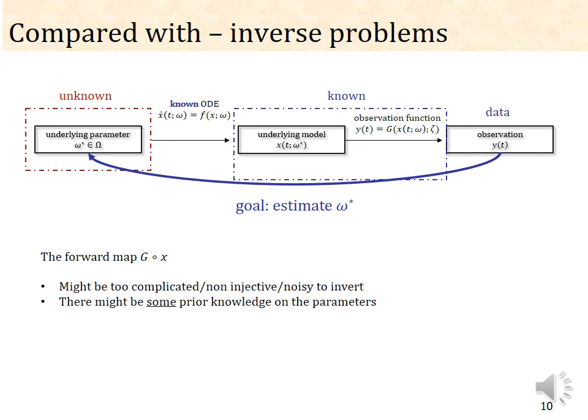Now, of course, this is only the starting point, and there could be a lot of complications. So usually, it is impossible or ill-posed to invert g. G might be too noisy to invert. There might be some prior knowledge on the parameters, so you would like to find some parameters more than others. But all of these problems will have a known forward map. And certainly in our case, the forward map is not known. It is only half known. We know the map from omega to x, but we do not know the map from x to y.